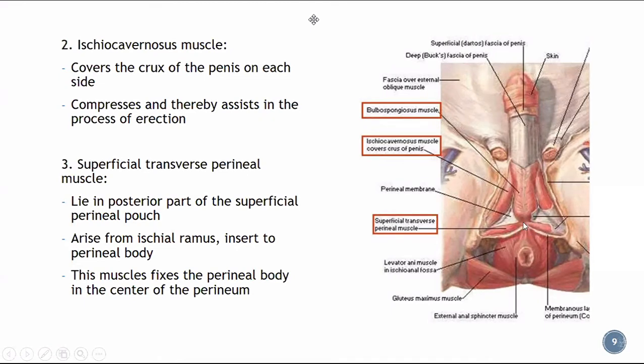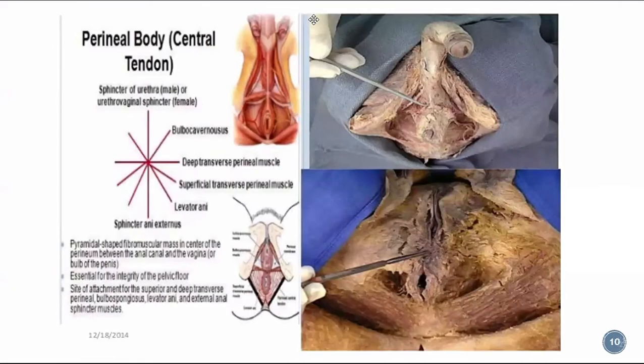Now we mentioned the perineal body. What is the perineal body? The perineal body is also known as the central tendon. It's a pyramidal-shaped fibromuscular mass in the center of the perineum. It is between the anal canal and the vagina, or the bulb of the penis for this lecture. It's essential for the integrity of the pelvic floor because it is the site of attachment of numerous muscles in the pelvic floor, namely the bulbocavernosus, the superficial perineal muscles, levator ani, and so on and so forth. So this is an important site of attachment of the perineal muscles.